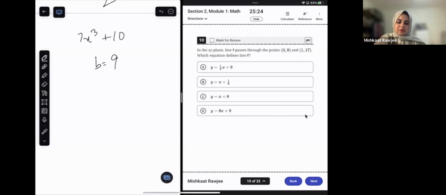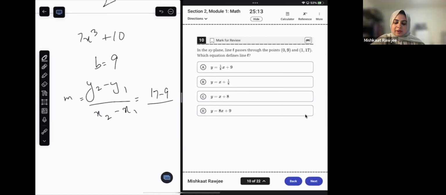The formula for finding the slope is y2 minus y1 over x2 minus x1. And then we end up with 17 minus 9 over 1 minus 0.